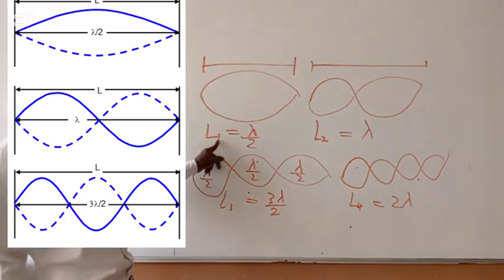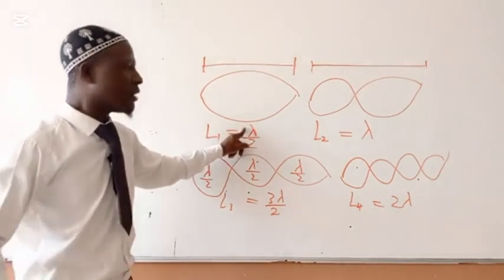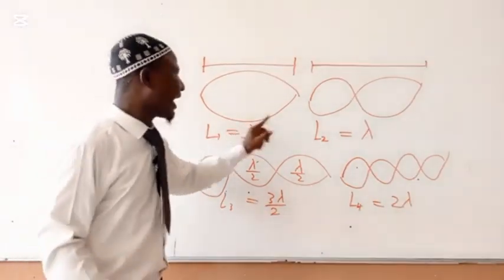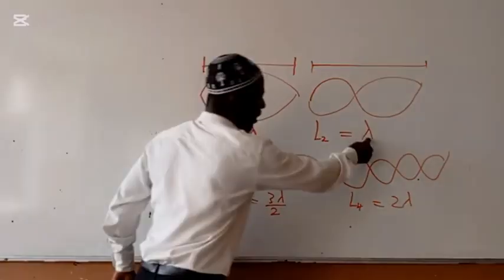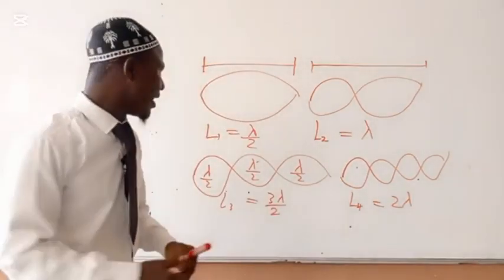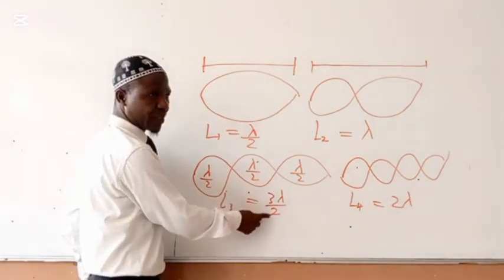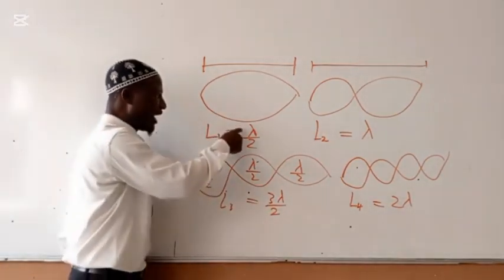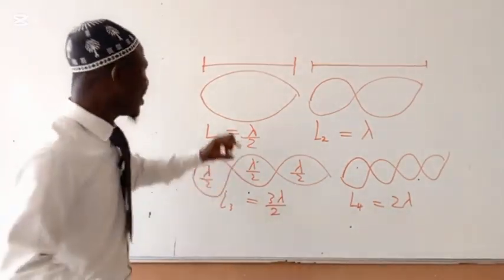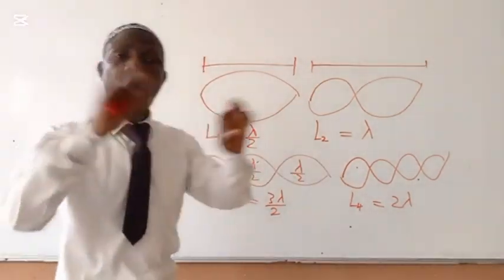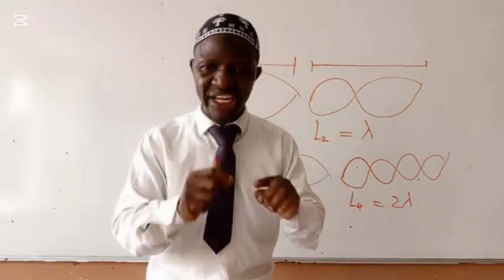Because one is here, that's how you can still get it. One is here, it means this one, lambda over 2 multiplied by 1. Then to get the second one, it will be lambda over 2 multiplied by 2. If I want to get the third one, I will just say this one multiplied by 3. Then if I want to get the fourth one, I will multiply this one by what? By 4. So from that, you can see that all the harmonics are present in string. All harmonics are present in string.